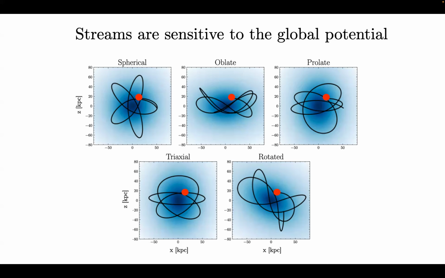So the question would be, how does the morphology and kinematics of a stream change if you vary the mass distribution of a galaxy? So this is just an orbit-based example. You start with the same sort of final condition and you integrate back in different mass distributions. Of course, different mass distributions mean different orbit families, and streams are going to trace those different orbit families and let you see them. So they're sensitive to the overall potential.